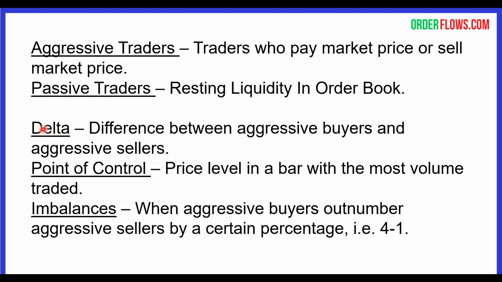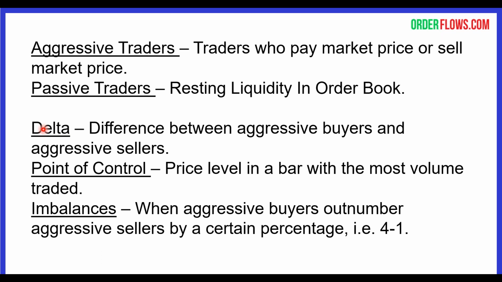Now, delta is simply the difference between the aggressive buyers and the aggressive sellers in a bar. You could have cumulative delta, which is for the day. You could have delta for a time period, but generally when we talk about delta, we're talking about a specific bar, right? Because we look at price charts that are broken down by either time or by volume or ticks, however you break down your bar. So each bar will have a delta. It's either going to be positive, meaning aggressive buyers were in control, or it'll be negative, meaning aggressive sellers were in control.